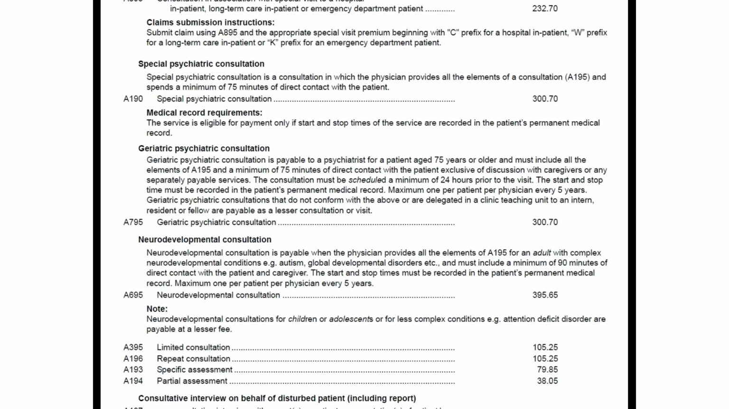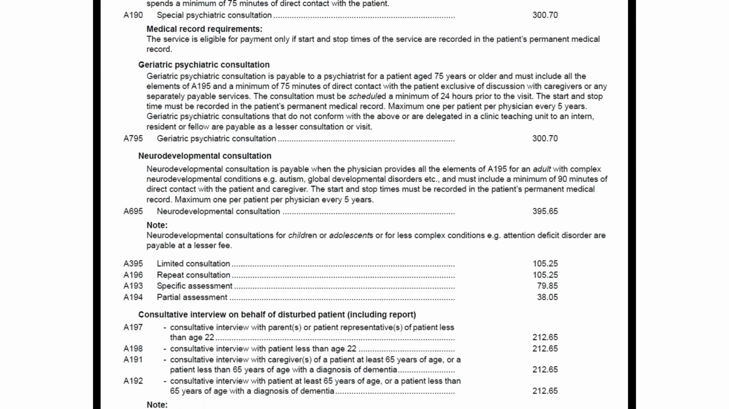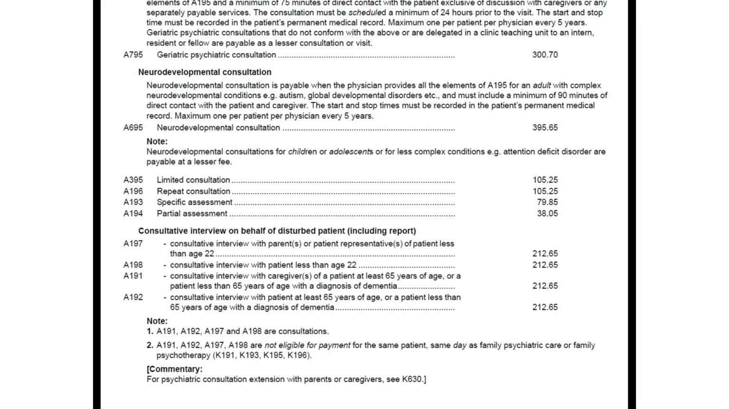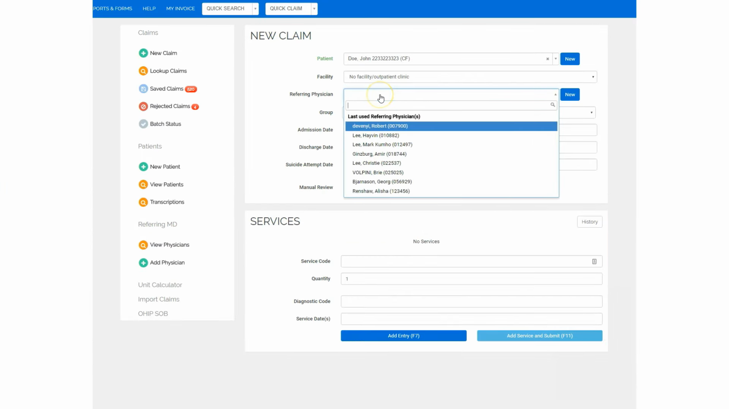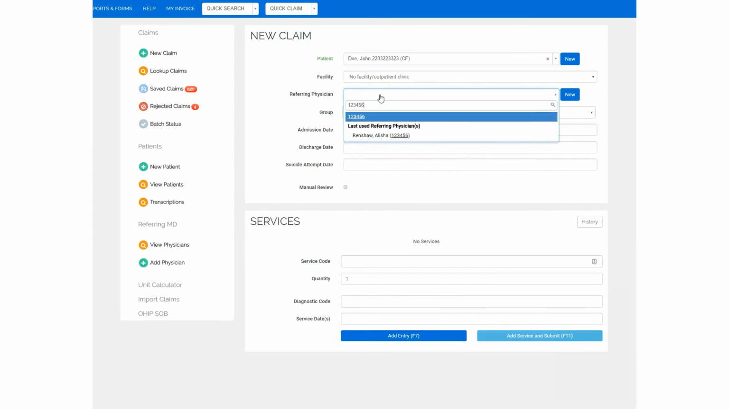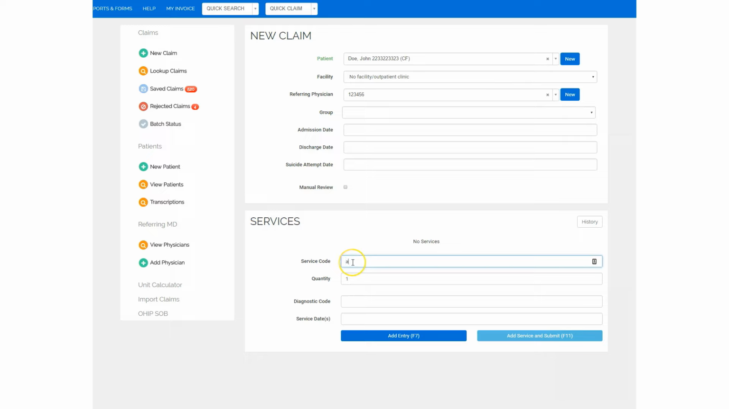Starting with section A111, review all the appropriate psychiatry service codes and eligibility considerations. The first visit with a patient is usually a consultation or general assessment, A195, after the patient has been referred from another physician. The referring physician billing number must be added on the claim. There's a maximum of 1 consultation per 12-month period.